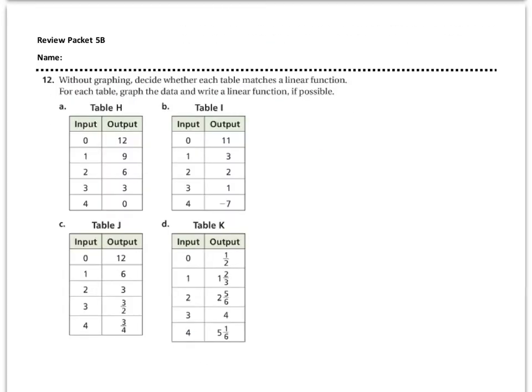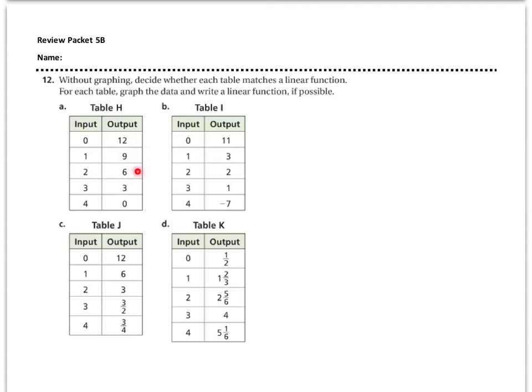Number 12, without graphing, decide whether each table matches a linear function. For each table, graph the data and write the linear equation if possible. So the first task is to see if this table is a linear function. A linear function is one where the difference is constant, so it goes up or down by addition, or it goes up or down constantly.